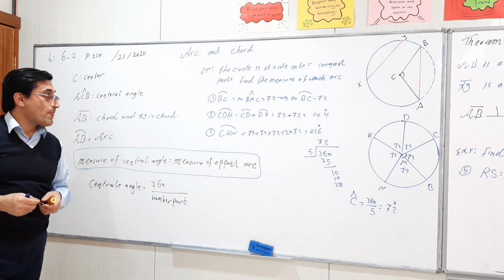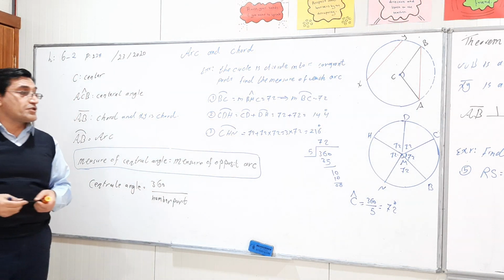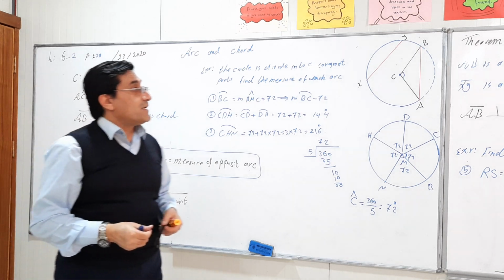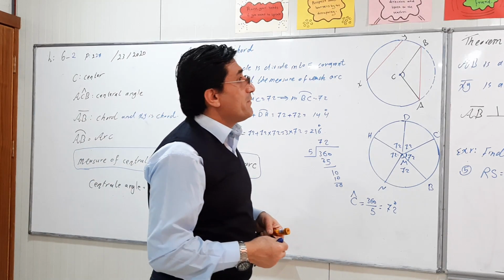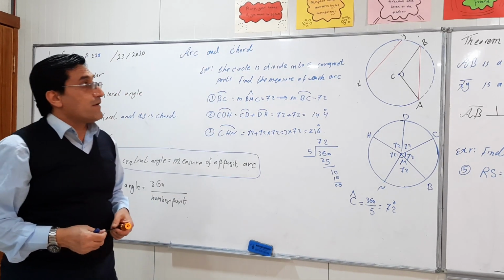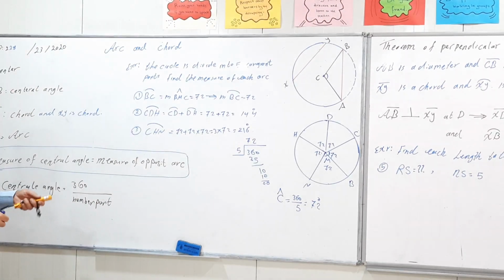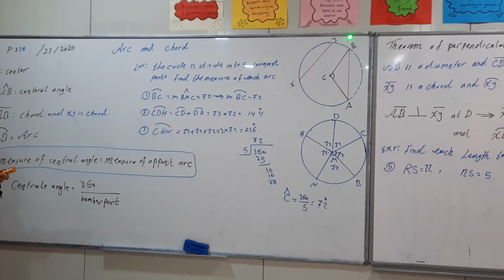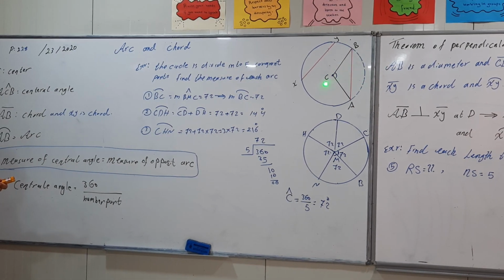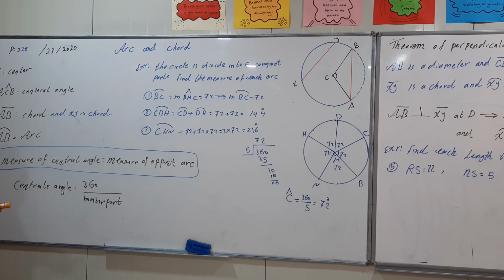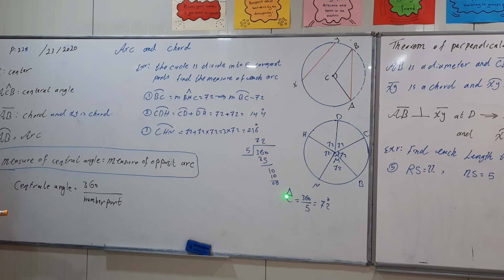Now, if you have a problem or a question, you can tell me. If not, we start the second theorem, the theorem of perpendicular diameters. No question, it's easy. We just have an arc and a central angle. The measure of an arc equals the measure of its central angle. To find the measure of a central angle, divide 360 by the number of parts. For example, with five equal parts, the central angle equals 360 divided by 5, which equals 72.